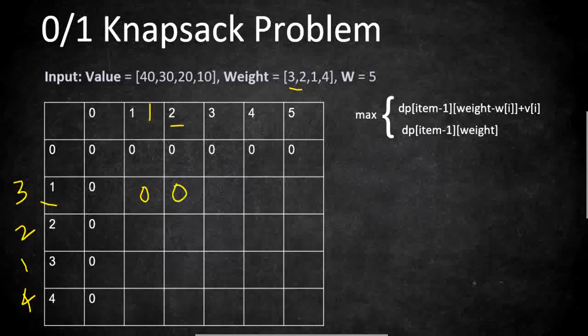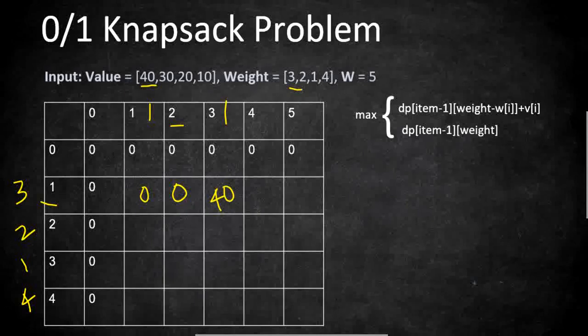Now coming on to the third cell, where the capacity of the bag is going to be 3 and the item 1 whose weight is 3. If we are picking the item, then we can pick only this item because the maximum capacity and the weight are equal. In this case, if we are picking the item, the value is going to be 40 because that is the first item's value given in the value array. So we are going to fill 40 here.